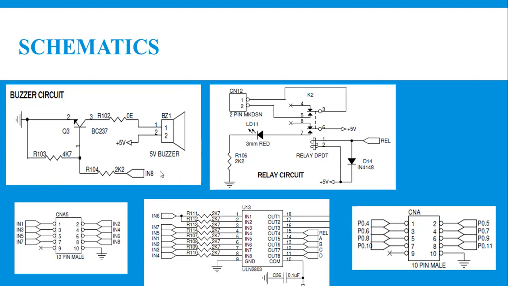So you have to identify which pin of the microcontroller the IN8 terminal is connected to. You look into that. This buzzer is connected to connector A5. Connector A5 IN8 corresponds to the 8th pin. So you have to look into the corresponding connector A at the microcontroller side. The pin number 8 of connector A is connected to the 11th pin of port 0. So if you want to control the buzzer, then you have to select the 11th pin of port 0.